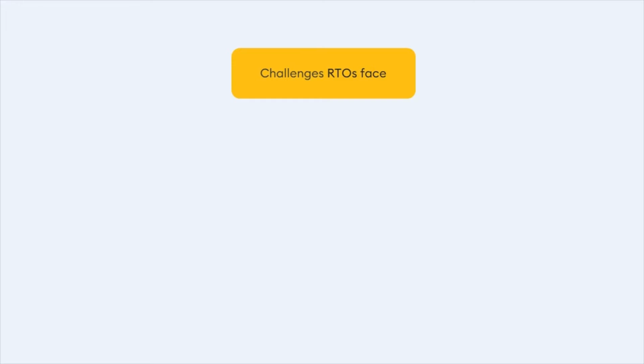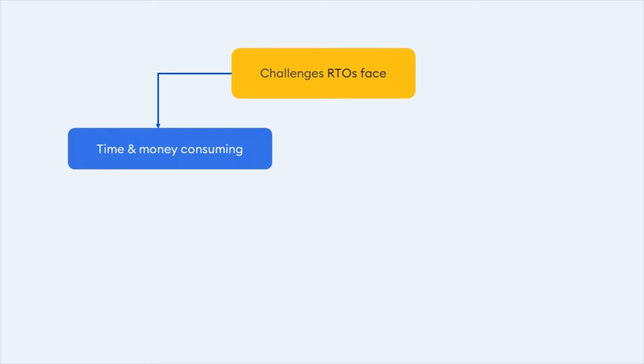First, let's talk about time and money-consuming challenges. There are 3 cases I'd like to cover. The first one is when an RTO uses third-party services for content creation. This can cost you a lot of money because they create content once and you pay for it, but anytime you need to update your content, you'll need to pay for each update.